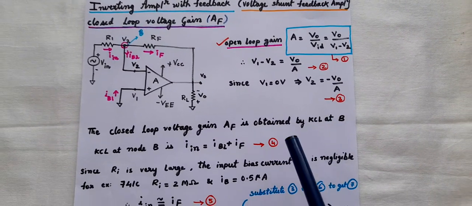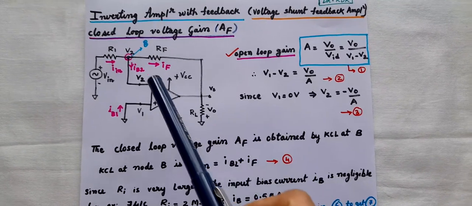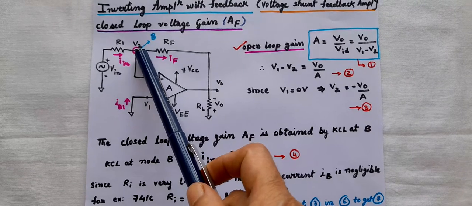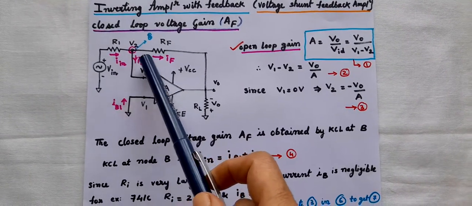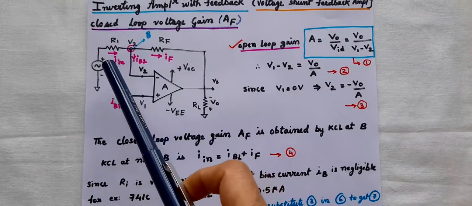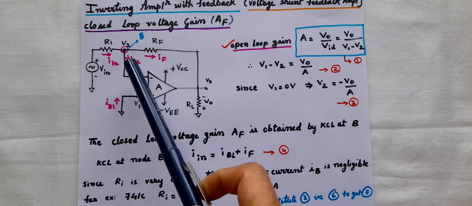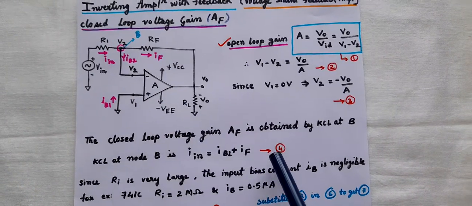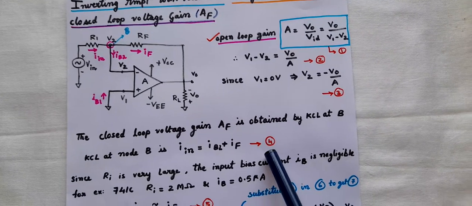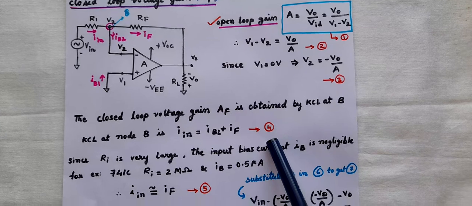Now coming to the closed loop voltage gain AF, how is it obtained? By applying KCL at node B. What is KCL? The current entering is equal to the current leaving. What is the current entering here? I in. What is the current leaving? IB2 and IF. So I have written the KCL at node B: I in is equal to IB2 plus IF.